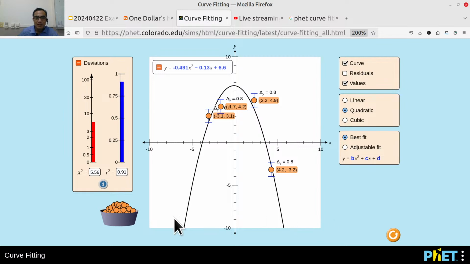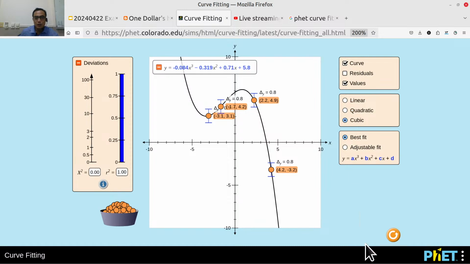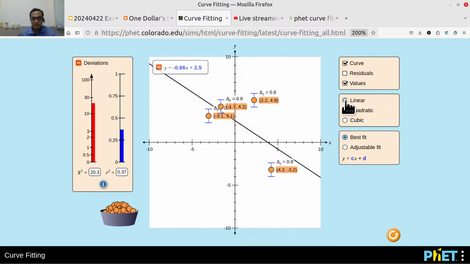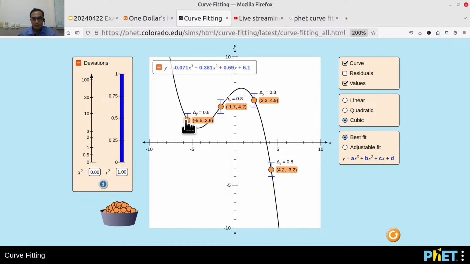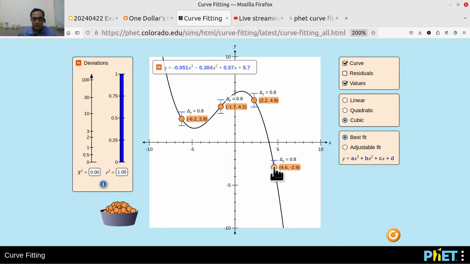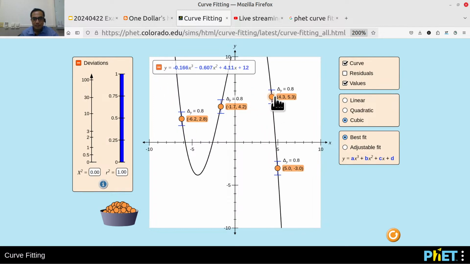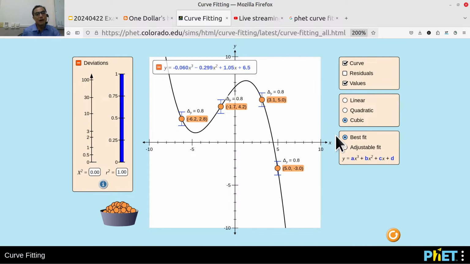Wow, it's a curve. And cubic. For example, I select cubic, the function. What does it mean, cubic? Cubic is the function x to the power of 3. Sorry, the exponent is 3, the cubic exponent.